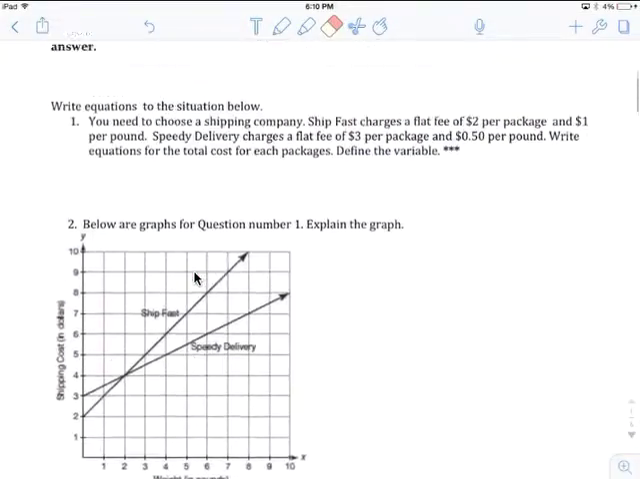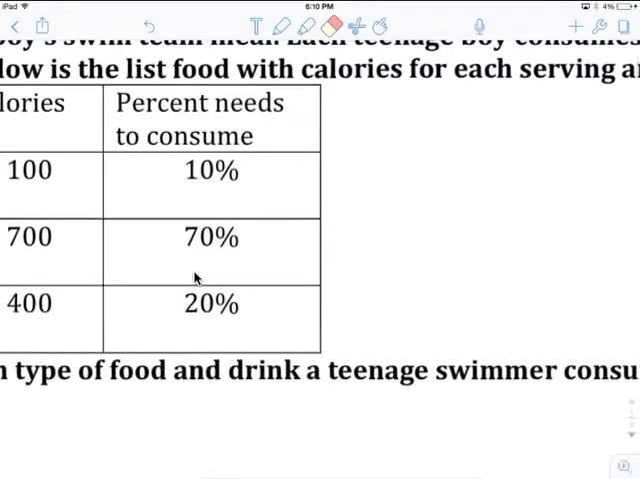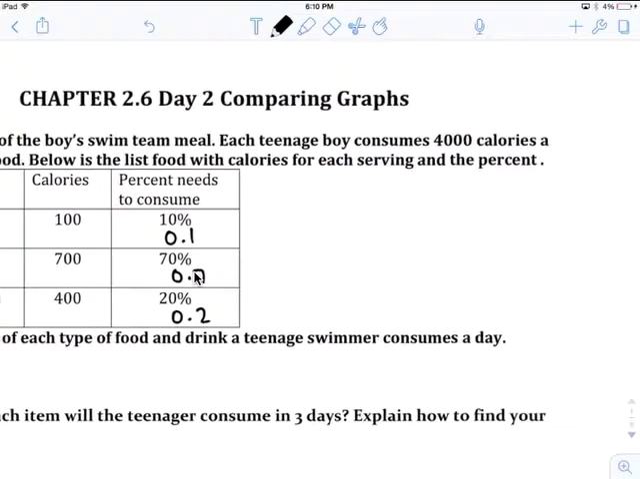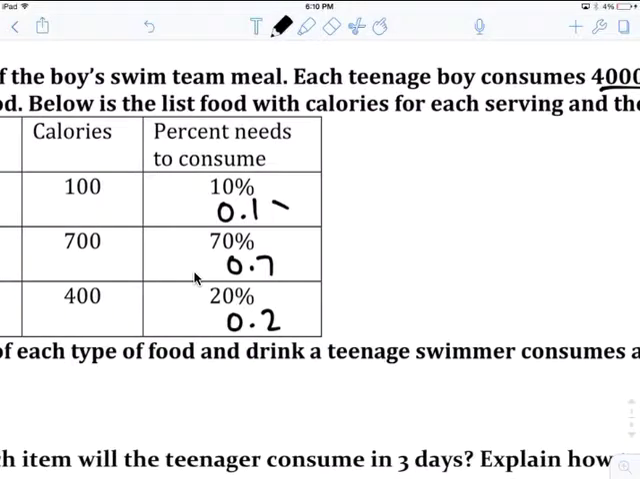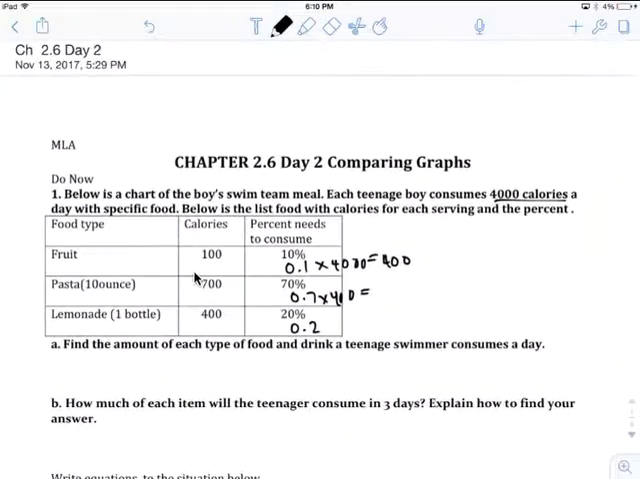Okay, and then do this. Remember, make it into a decimal first. 0.1, 0.7, 0.20, or just 0.2. And then multiply it by the total calories here. And then you do the last, and then you divide. We did this in class. And this is going to be long.